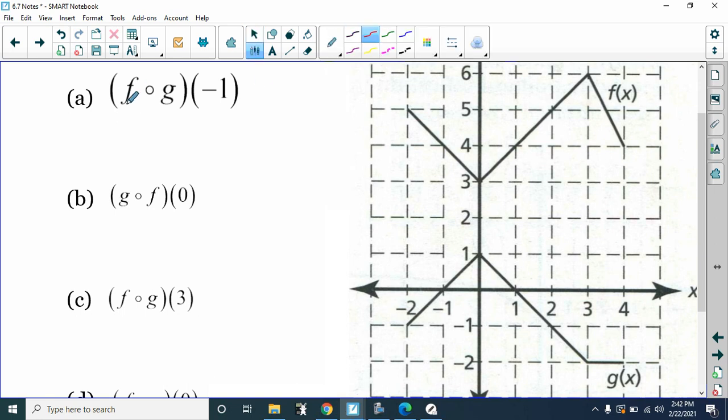So to do this, first thing I would do is rewrite this just like we did last class. Rewrite it as f of g of -1 like that. G of -1 wants to know when x is -1, what is g of x equal to? So when x is -1, g of x is this graph right here. It's the y value of that point. So 0. So I'm going to replace g of -1 with 0. Now it wants to know what is f of 0. So when x is 0, f of x is 3.